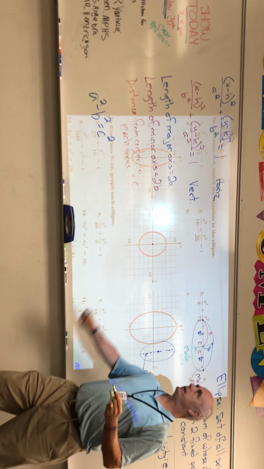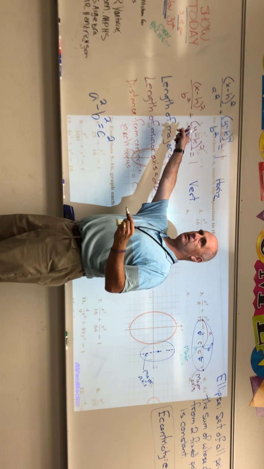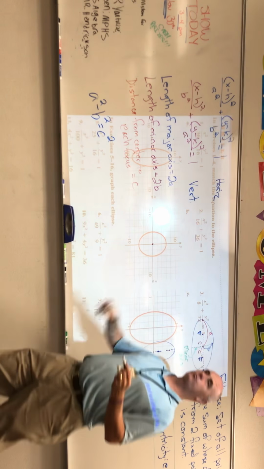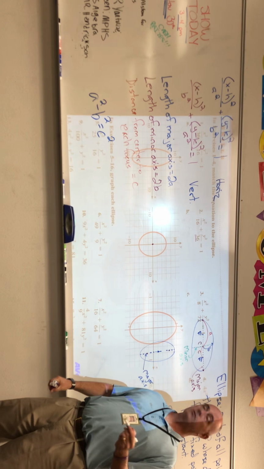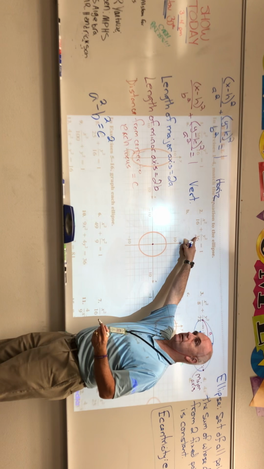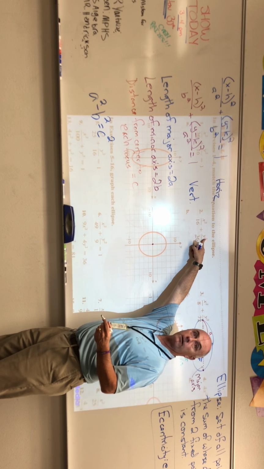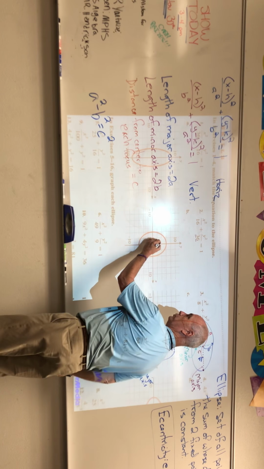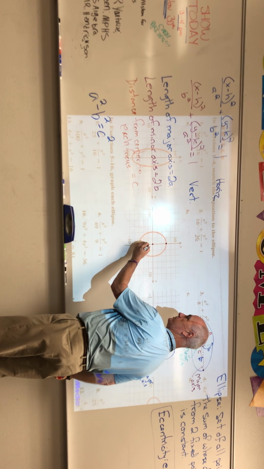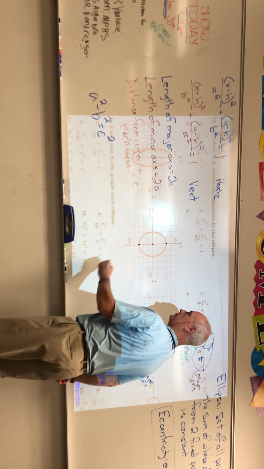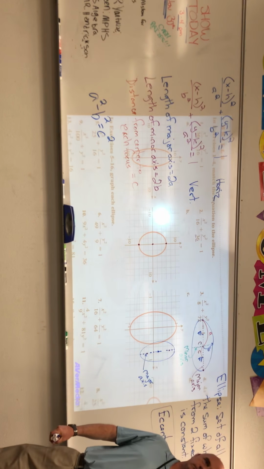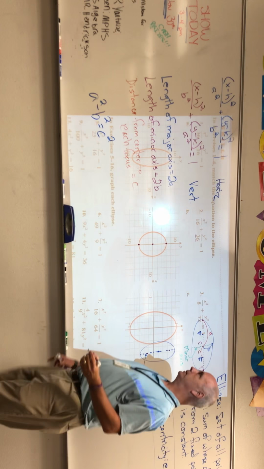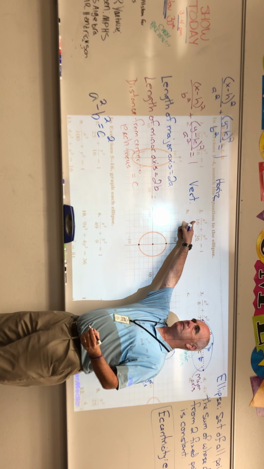That 36, remember that all the denominators are a squareds and b squareds. So the 36 really means 6. So we're going to go 6 units in the y direction from the center. So 6 units up, 2, 4, 6. 6 units down, 2, 4, 6. We might be onto something here. Now, and then, what does that mean?